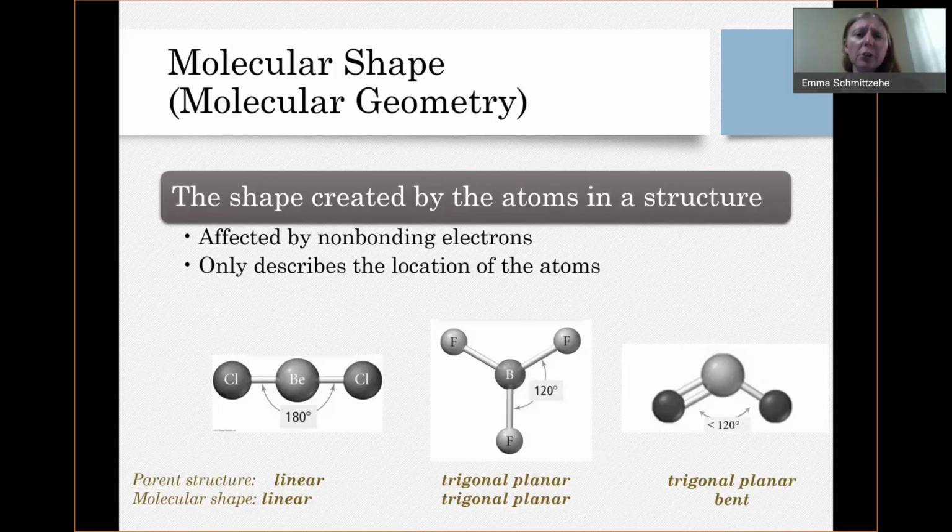And so with that structure, it still has a parent structure of trigonal planar. Okay, so if there's a lone pair and then two bonds attached, then it's still trigonal planar parent, but the molecular shape, the description of the atoms, would be bent. Because you think of the lone pair as being invisible. And so the lone pair is not shown on this particular molecule, but basically we have a pair of electrons here. So sometimes people will draw it as a little electron cloud coming off.